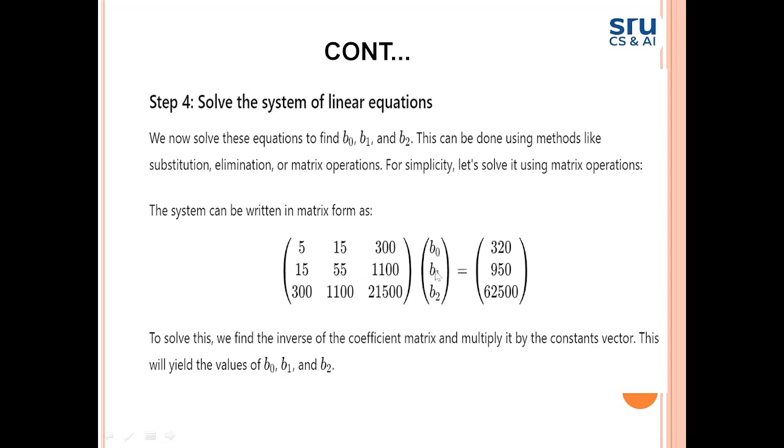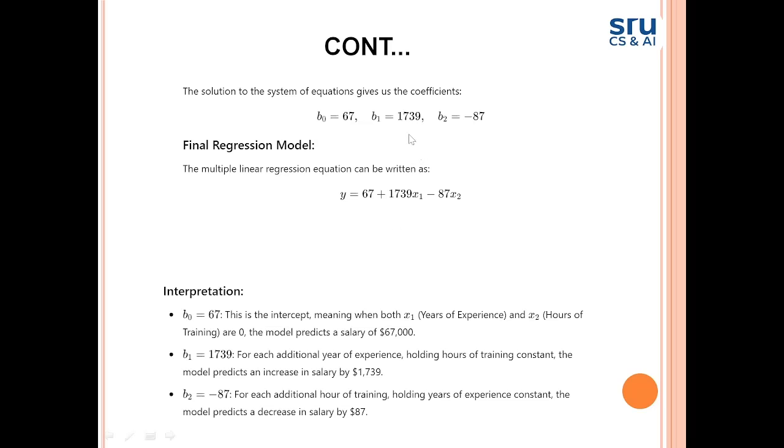We are having beta naught, beta 1, beta 2, and we are getting the values 329, 50, 62,500. Now we will take the inverse of this matrix, and we have to find the constant values beta naught, beta 1 and beta 2. When we solve this equation, we get beta naught equal to 67, beta 1 equal to 1739, beta 2 equal to minus 87. And we put all these values here.